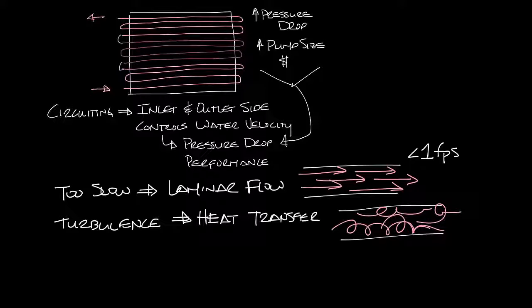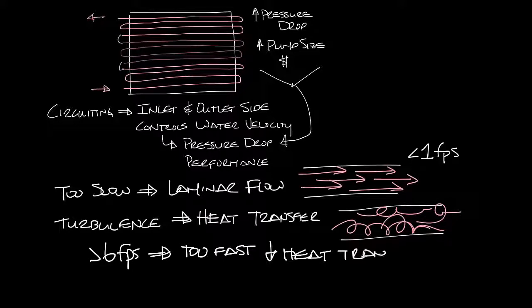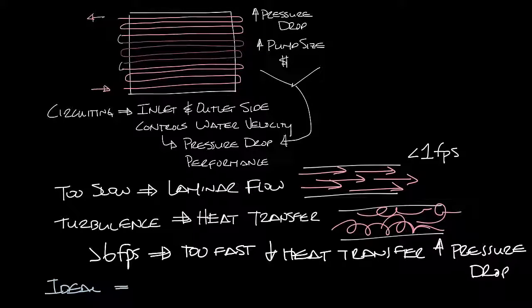You can also have too high a velocity through a water coil. Above 6 feet per second velocity, the water may be traveling too fast and your heat transfer also drops, because the water is just moving too fast to transfer all of its heat to the tubes. This also significantly increases the pressure drop across the coil. So ideally, you'd have between 1 foot per second and 6 feet per second velocity through your water coils.